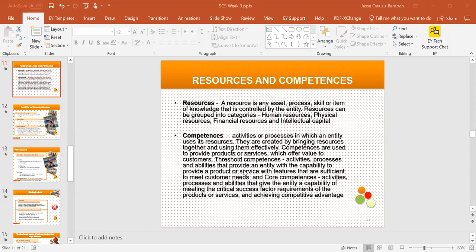Core competencies, like the word suggests, core. It means that it's critical, it's integral, it's necessary. So these are features or processes or abilities that help to achieve critical success factors and are required for achieving competitive advantage. Threshold competencies are basically minimum features that are sufficient to meet customer needs. You know, the basic you have to do to meet customer needs. So that's the difference between threshold and core competencies.